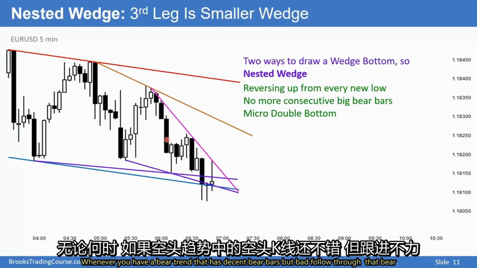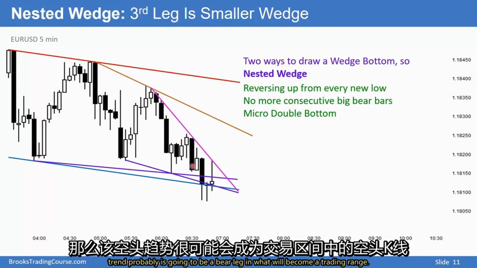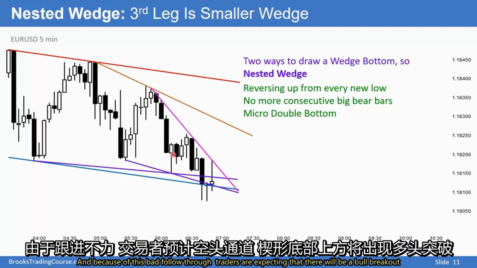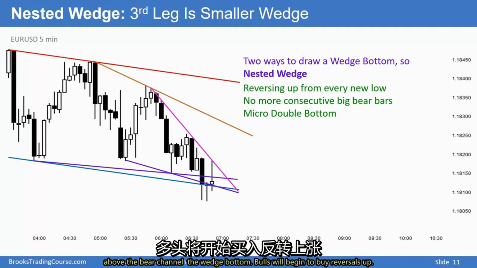Whenever you have a bear trend that has decent bear bars but bad follow through, that bear trend probably is going to be a bear leg in what will become a trading range. Trading ranges have legs that go down, they have legs that go up. And because of this bad follow-through, traders are expecting that there will be a bull breakout above the bear channel, the wedge bottom.